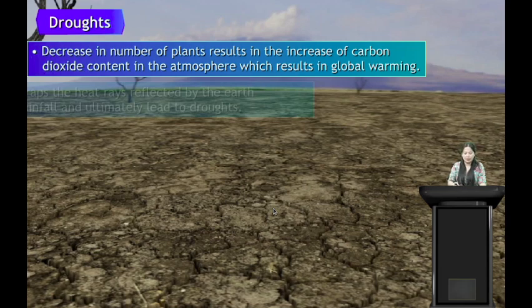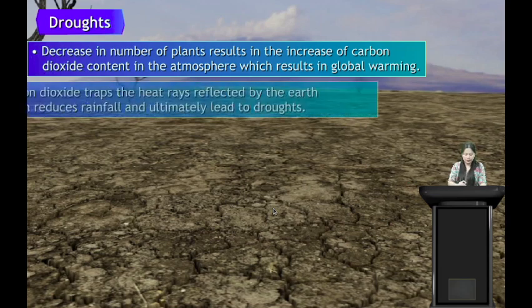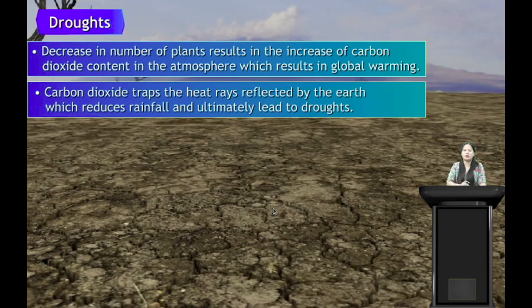So if there are no plants, there will be an increase in carbon dioxide in the atmosphere, and this will result in global warming. When there is a large amount of carbon dioxide in the atmosphere, it will trap the heat rays reflected by earth, which reduces rainfall and ultimately leads to droughts.